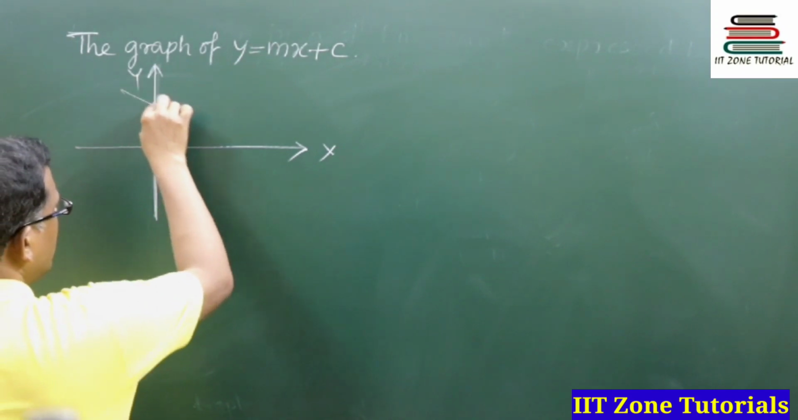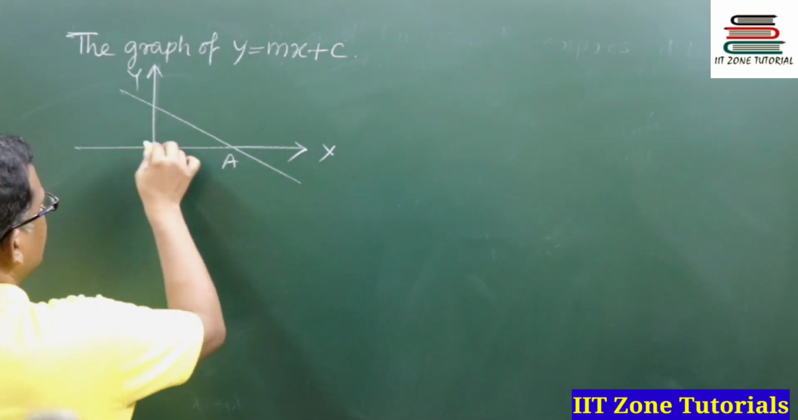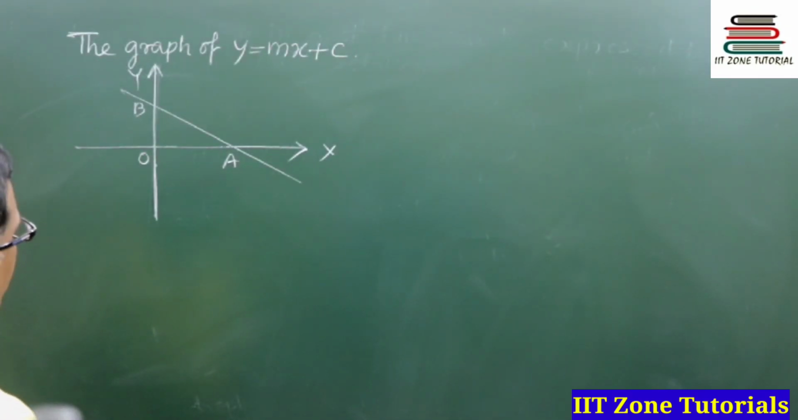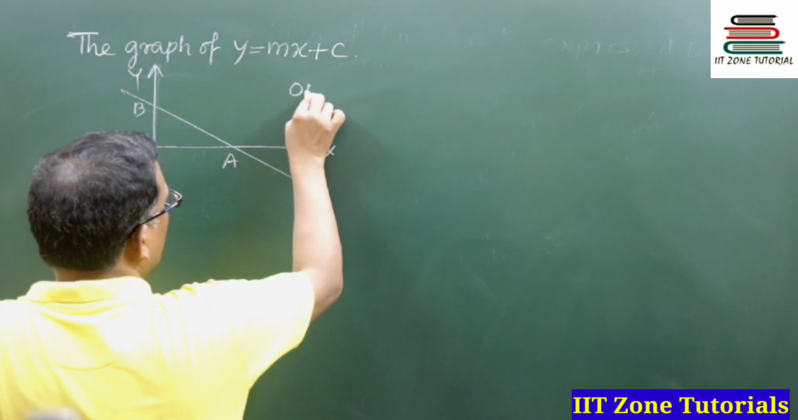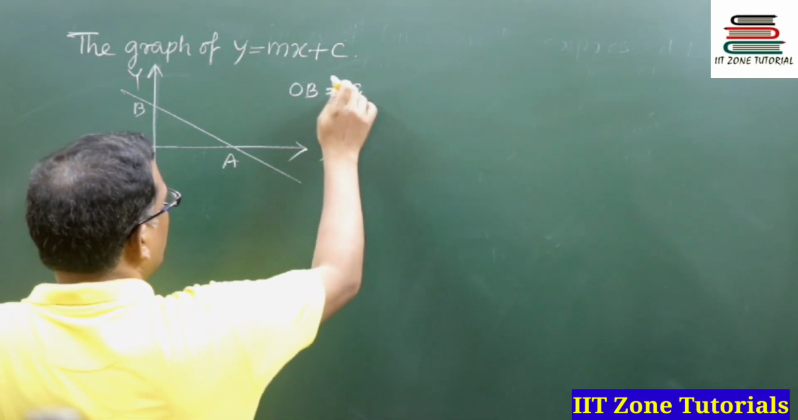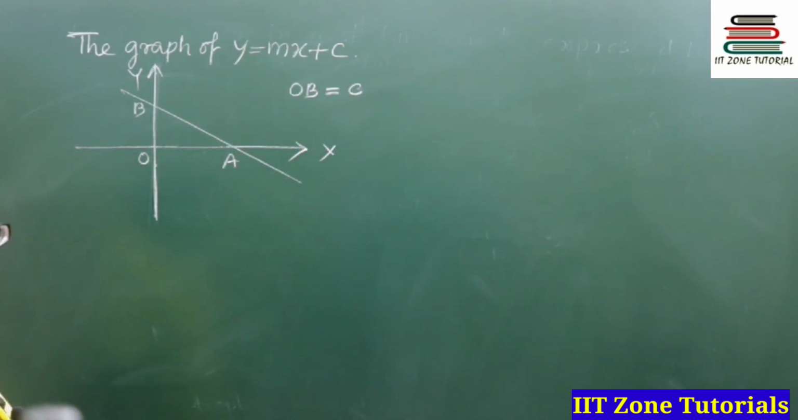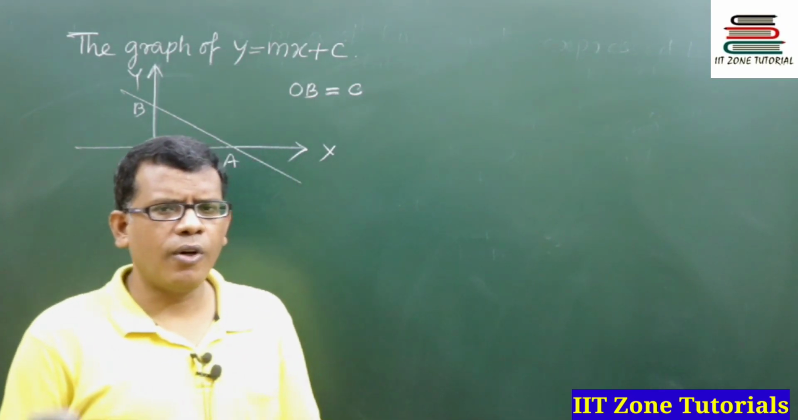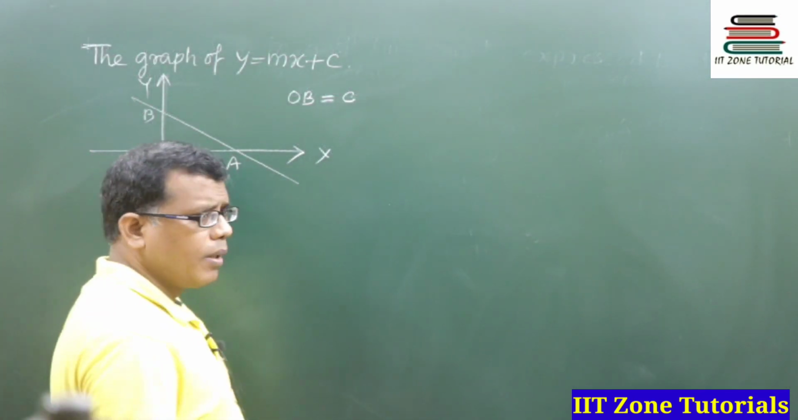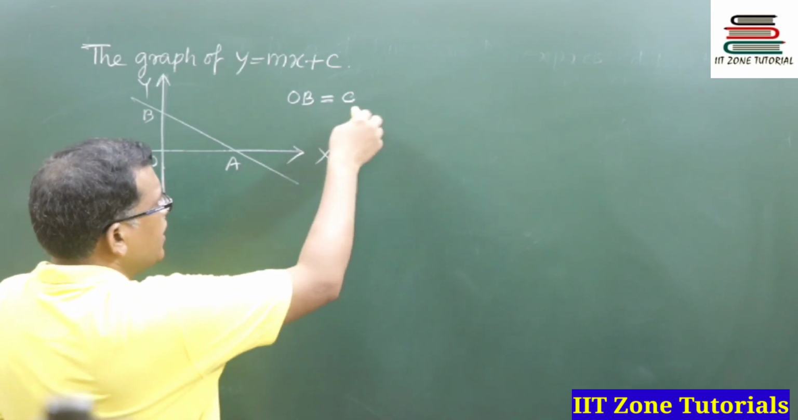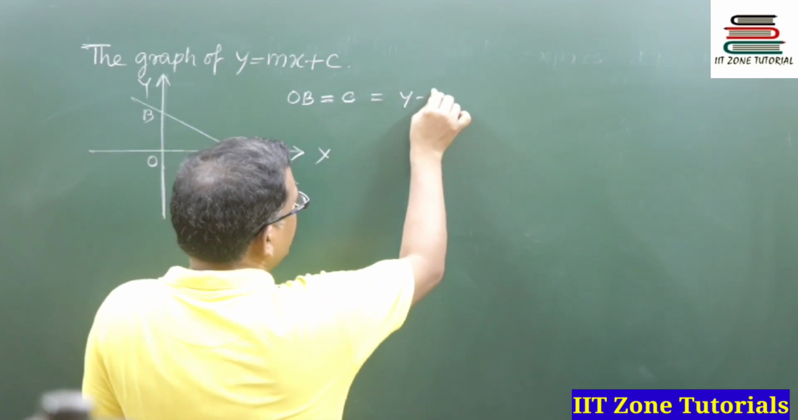For example, this is one line cutting the x axis at A and the y axis at B, and let this be the origin O. Then O to B, that length will actually be c, as shown here in the y equals mx plus c form. Whenever we write y equals mx plus c, we are talking about the slope intercept form. So OB equals c, that is the y intercept.